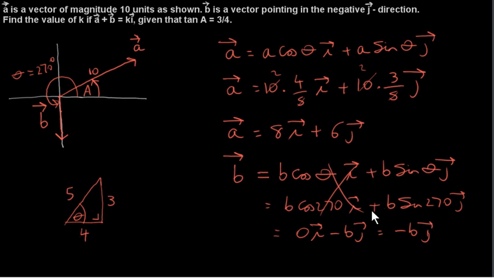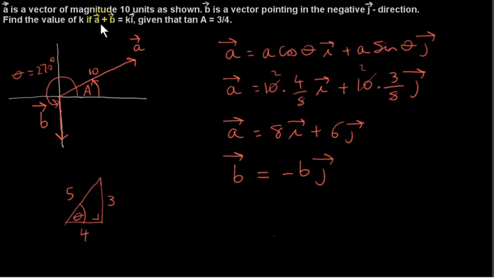But of course we don't need to do all that. For any vector lying on the j or i axis, it's quite easy to get its ij form. The i component is 0. We take the magnitude to be b. That's b without an arrow. And it's a negative vector, so we need a minus sign. It's in the j direction.